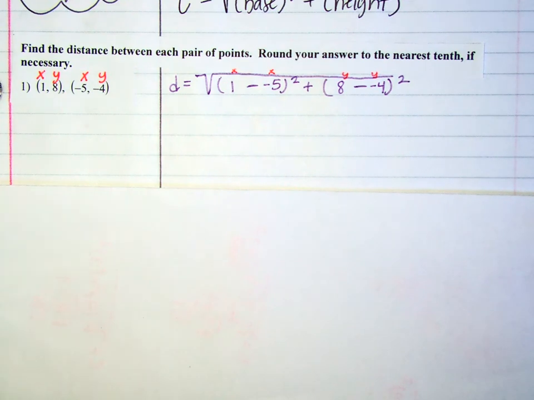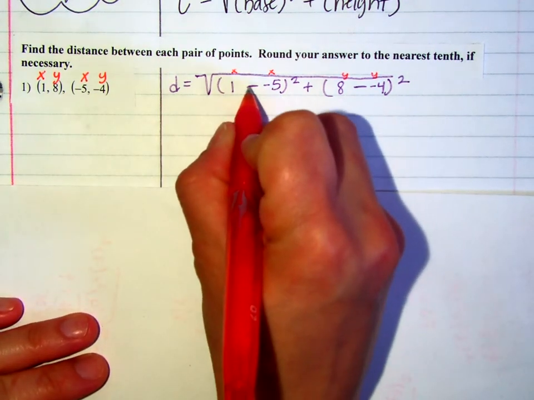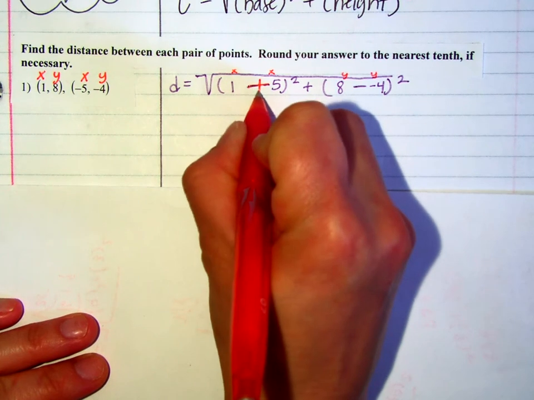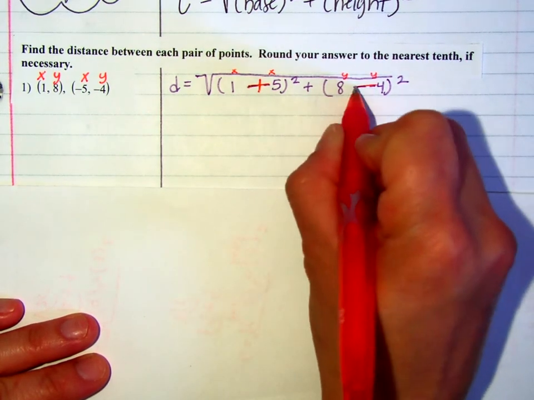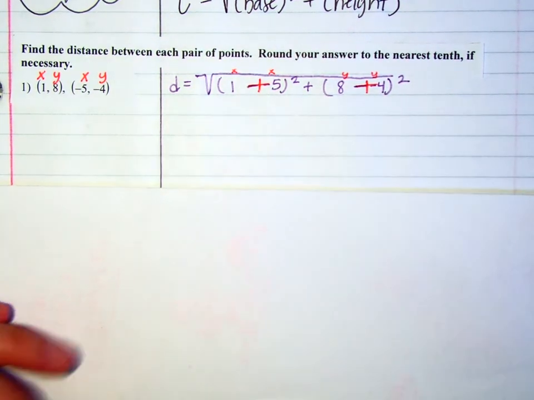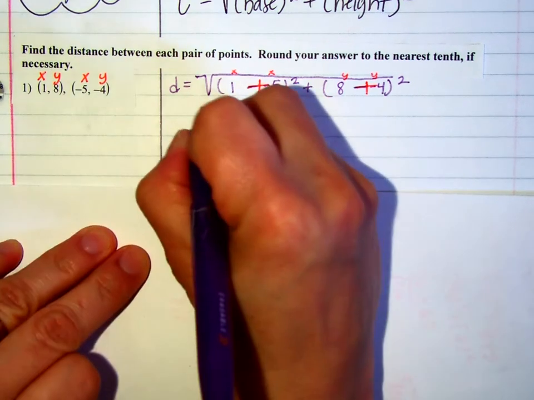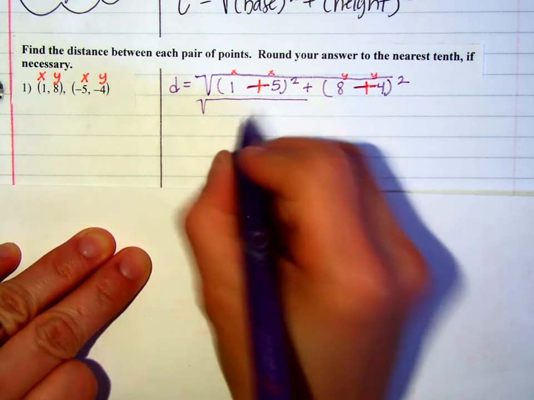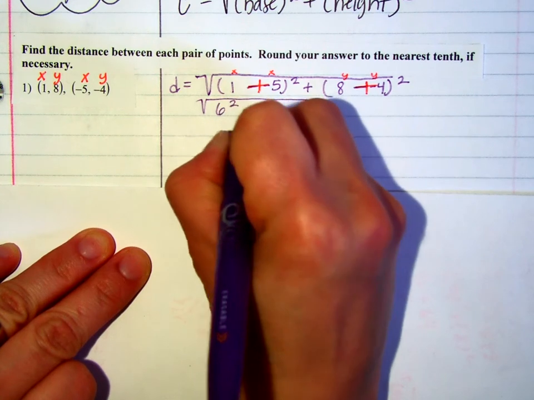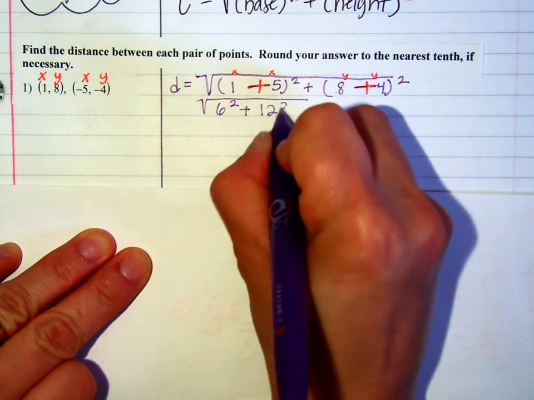Now anytime you see a double negative, we automatically know that this turns into positive. Minus minus is plus. So I like to just draw a really big addition sign there, only when I see a double negative. Okay? You do not do this all the time. All right? So now our square root is going to start getting smaller and smaller. So 1 plus 5 is 6. So 6 to the second power plus 8 plus 4 is 12. 12 to the second power.